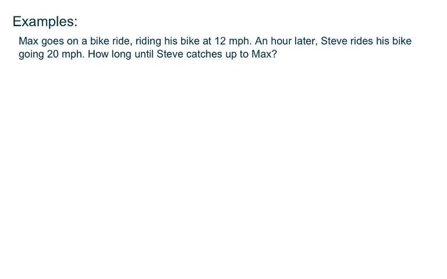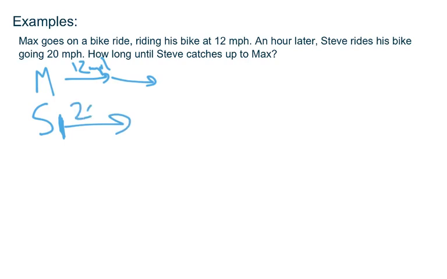An hour later, Steve rides his bike going 20 miles an hour. How long until Steve catches up to Max? Okay, so let's just loosely draw this out. We got Max, we got Steve. Max goes 12 miles per hour. Now, Steve, he's just going to sit here for a whole hour and do nothing. But then eventually, he's going to ride his bike, and he's going super duper fast. He's going 20 miles per hour. When do they catch up? So that's the question mark right there.